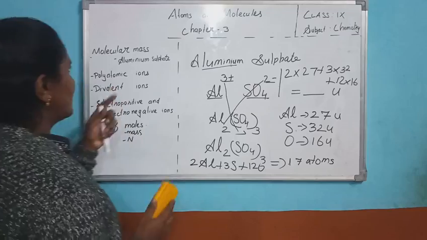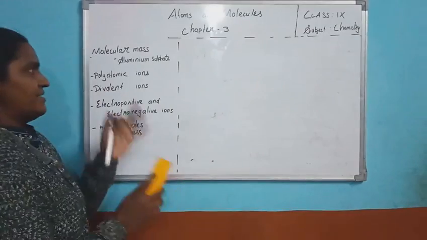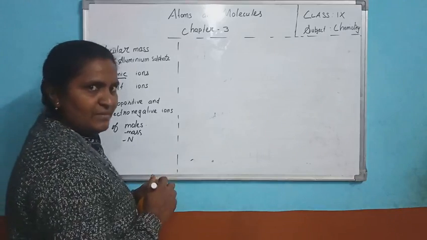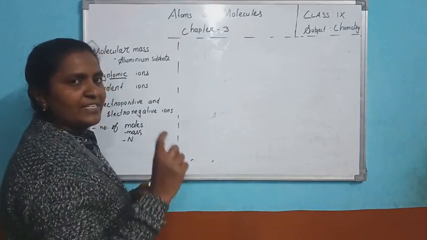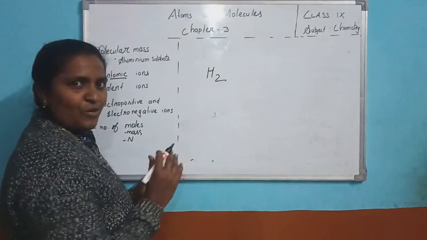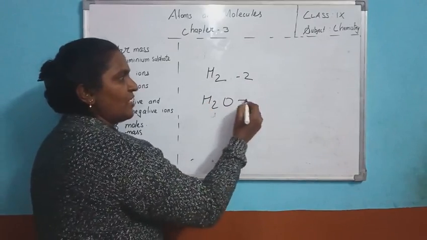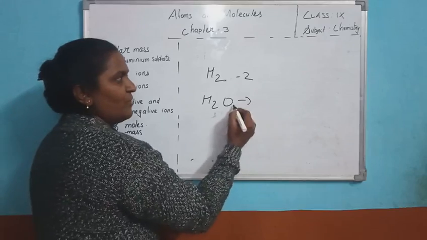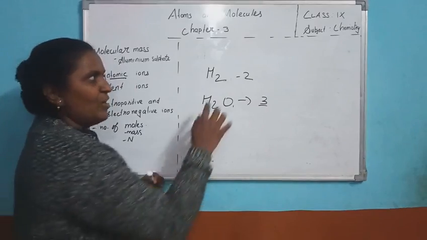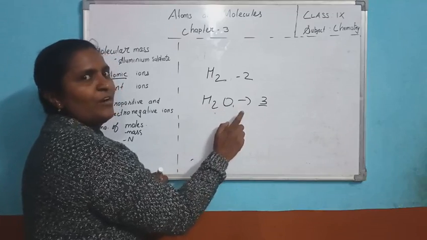The next question is examples of polyatomic ions. This word is most important: polyatomic. What is atomicity? You know. Atomicity is the number of atoms present in a molecule. For example, this is a molecule of hydrogen. What is its atomicity? 2. And what is the atomicity of water? 2 plus 1, so 3 atoms. The atomicity of this compound is 3. Clear? Only count the atoms. The base one gives you the atoms: 2 hydrogen and 1 oxygen.